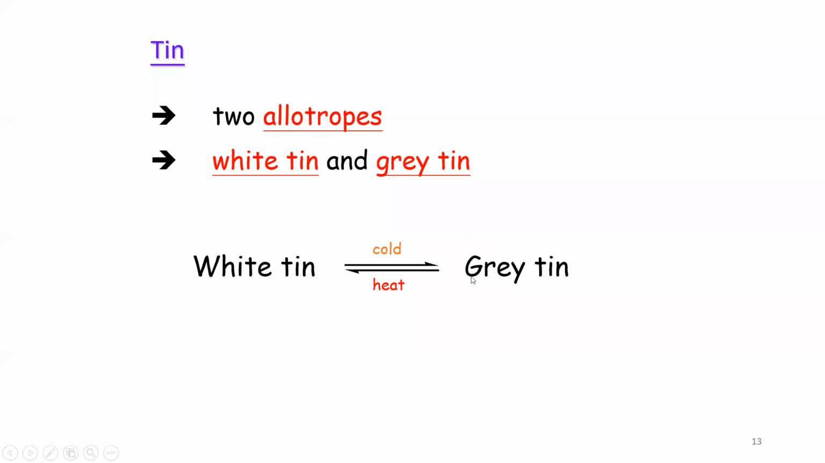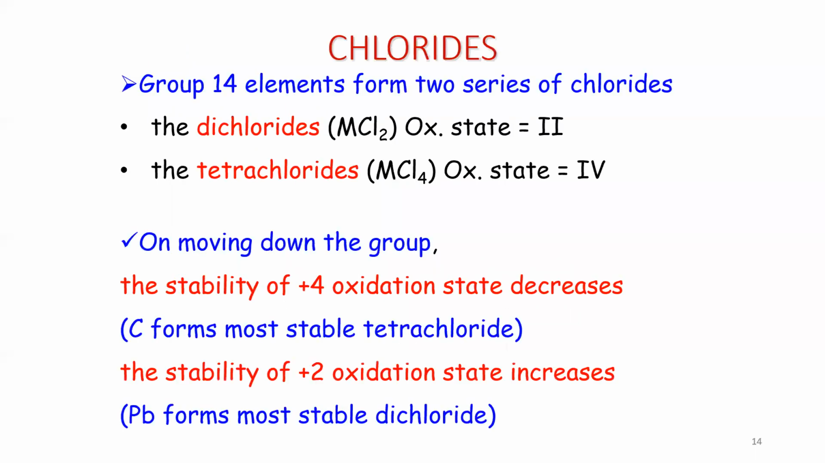So that is your white and your gray tin. Your gray tin when it's cold and your white tin when it's hot. So your gray tin is non-metallic. That is, when it's cold, it's non-metal. But your white tin is metallic. So those are the two differences because of their texture, or the nature.